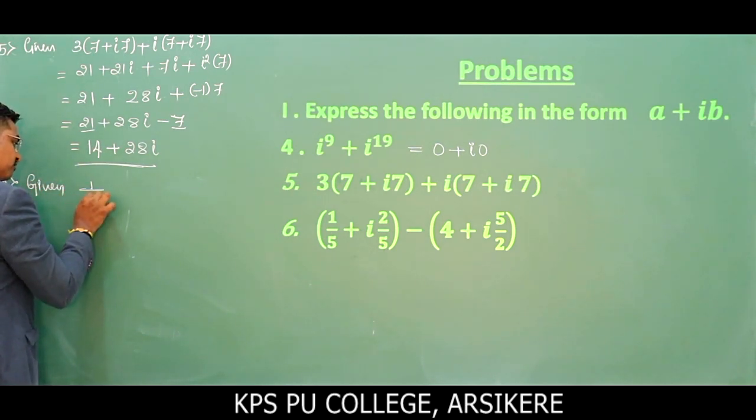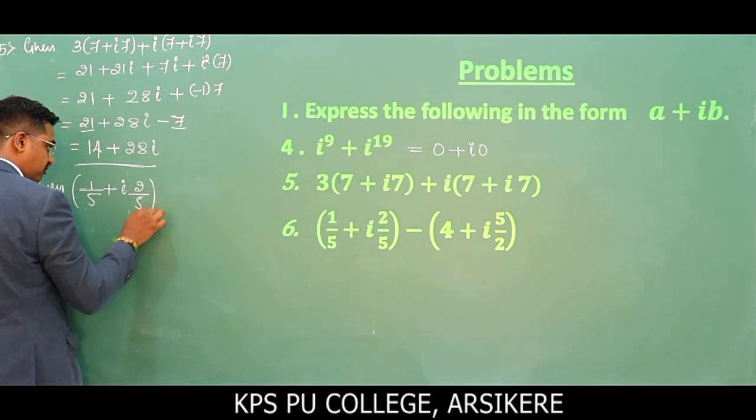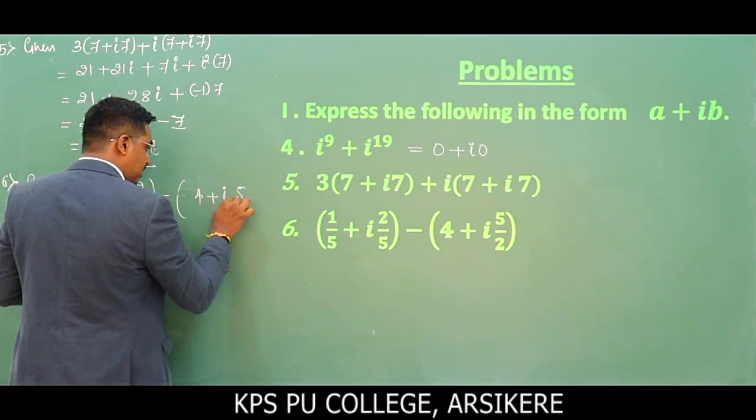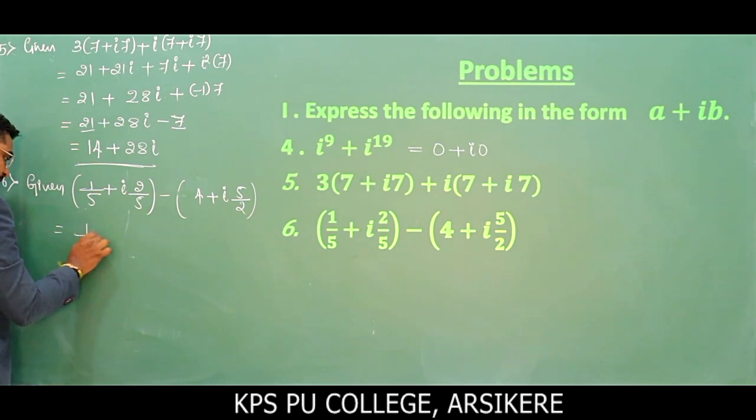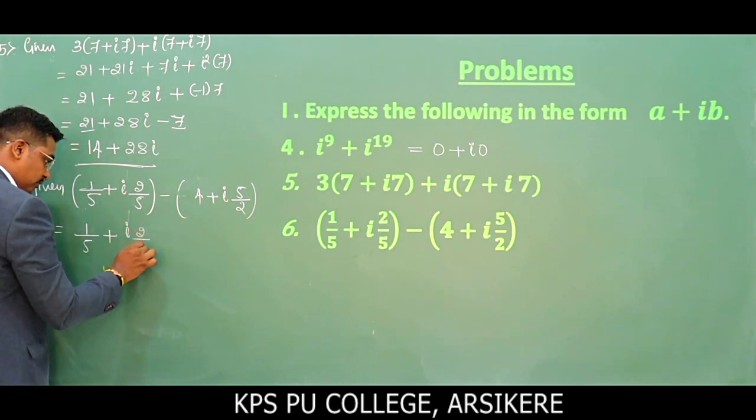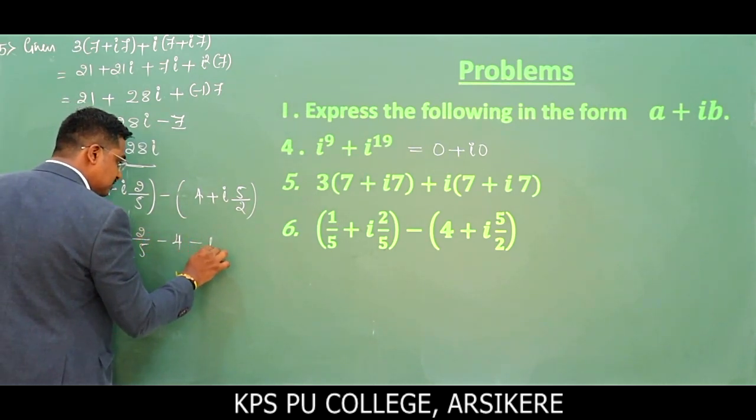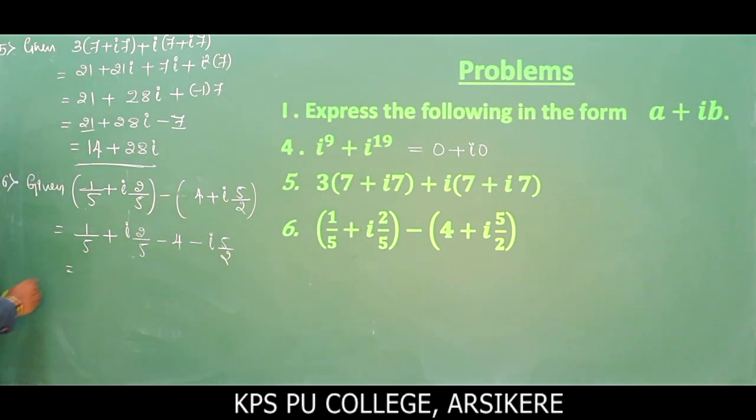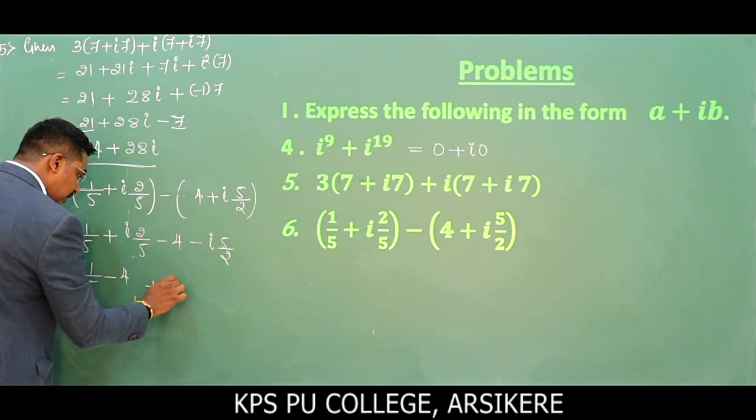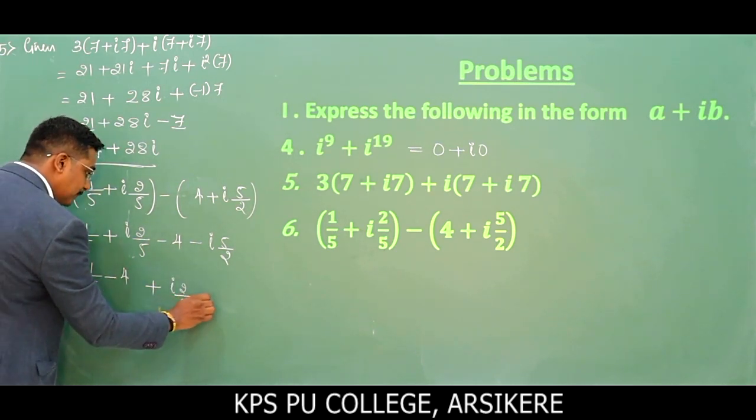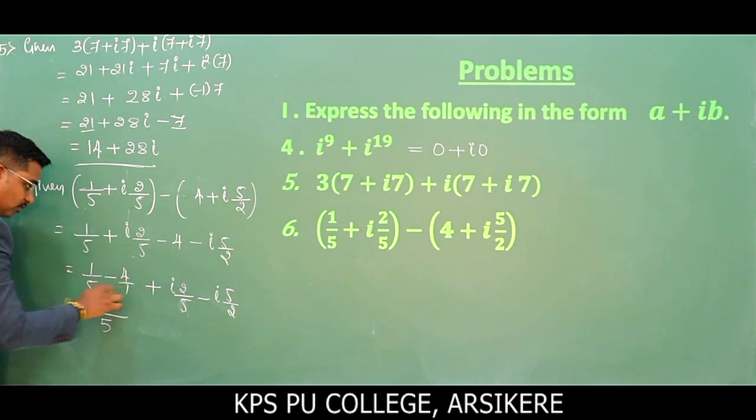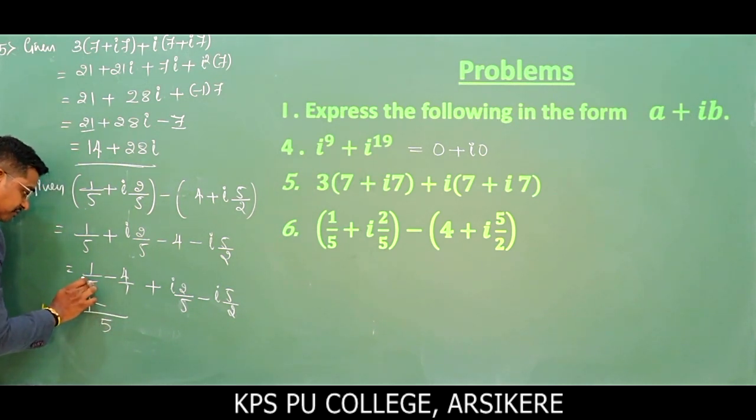Given 1 divided by 5 plus i into 2 divided by 5 minus 4 times of minus of 4 plus i into 5 divided by 2. Let us simplify. Write 1 divided by 5 as it is, plus i into 2 divided by 5, minus 4 minus i times 5 divided by 2. Did you understand? Here there is a minus, minus into plus becomes minus, minus into plus becomes minus. Now take the real part: 1 divided by 5 minus 4, plus i in 2 divided by 5 minus i into 5 divided by 2. So what is the LCM here? LCM is 5, because the denominator of 1 is there. LCM is 5. 1 minus 5 4s are 20.